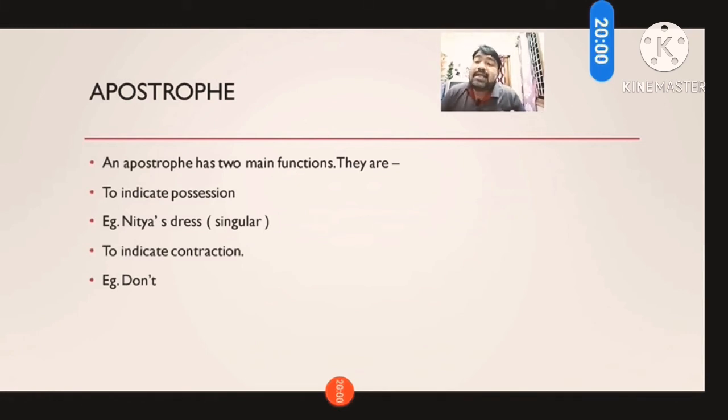Example: Nitya's dress, singular possession. Possession means that which belongs to a particular person, their belongings. And we can use an apostrophe to indicate contractions also. For example: don't, can't, won't, aren't, wasn't, weren't. In such cases, we use an apostrophe. I hope that you understood about the apostrophe.